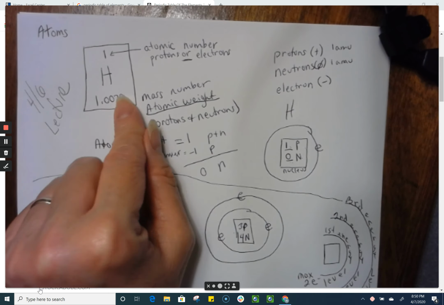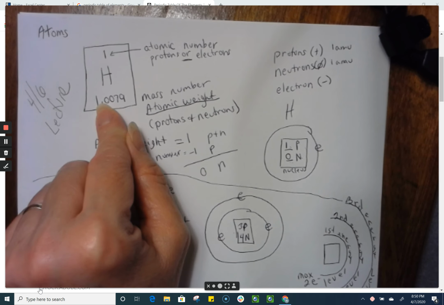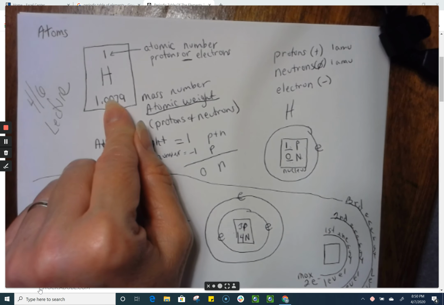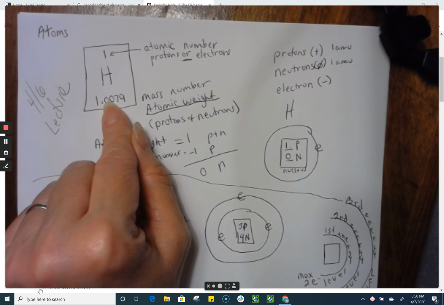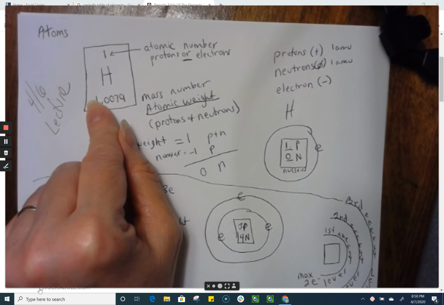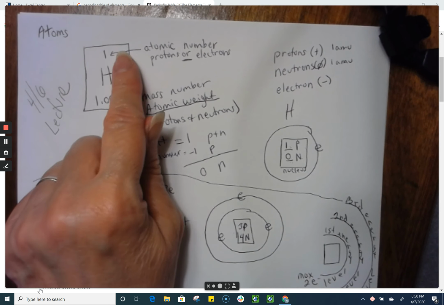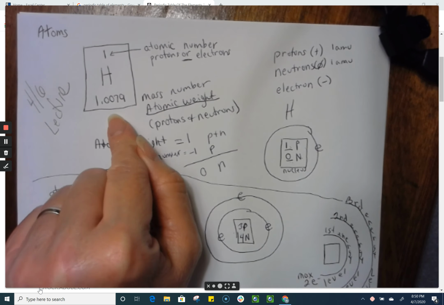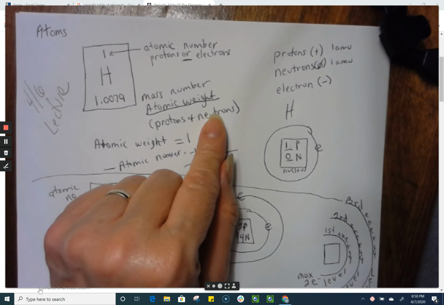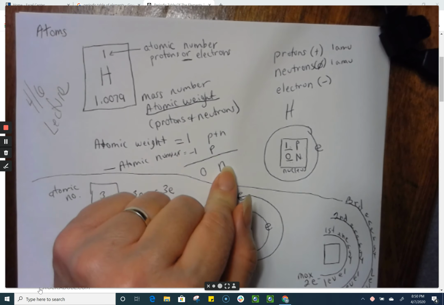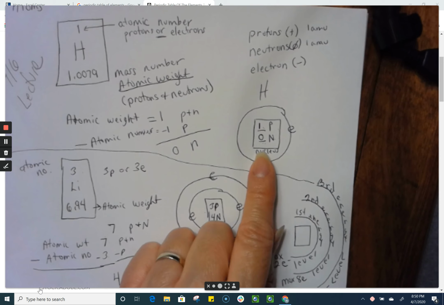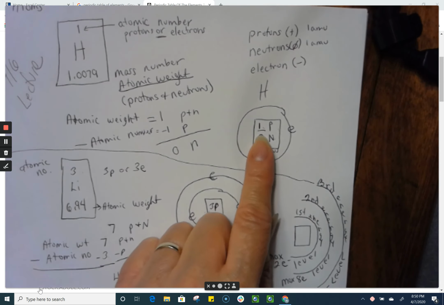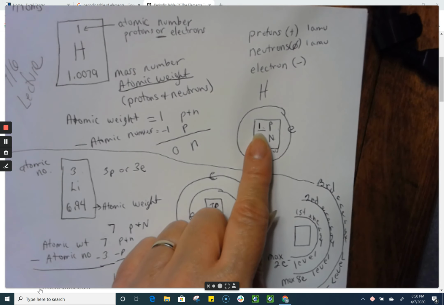So if we round this number to the nearest whole number, remember 4 and below, you round down. If there was a 5 or a greater number, you would go up. When you subtract this number from this number, it tells you the number of neutrons in an atom. And the nucleus of the atom is where the protons and neutrons are packed closely together.